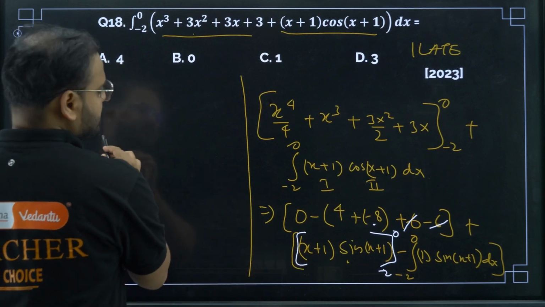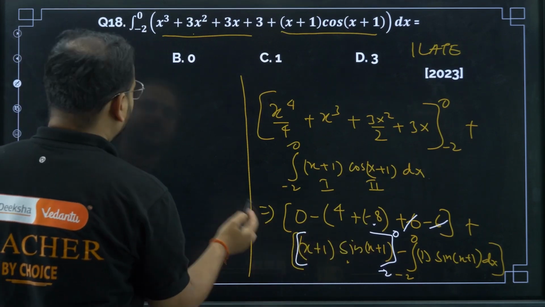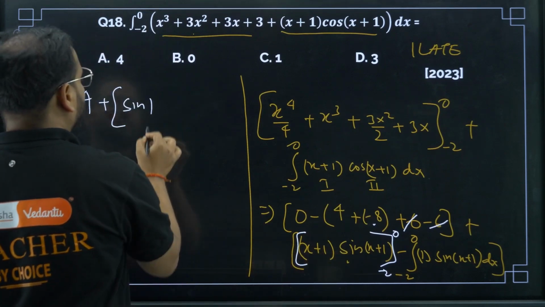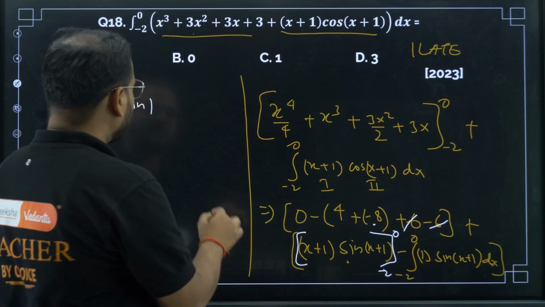Okay, so put the values now. I have a plus sign over here. I'll put the values now. If you put 0, it will become 1. 1 sine of 0 plus 1, so 1 sine 1. So simply sine 1. Now if you put minus 2, it will become what? Minus 1. Please check. Minus 2 plus 1 is minus 1.